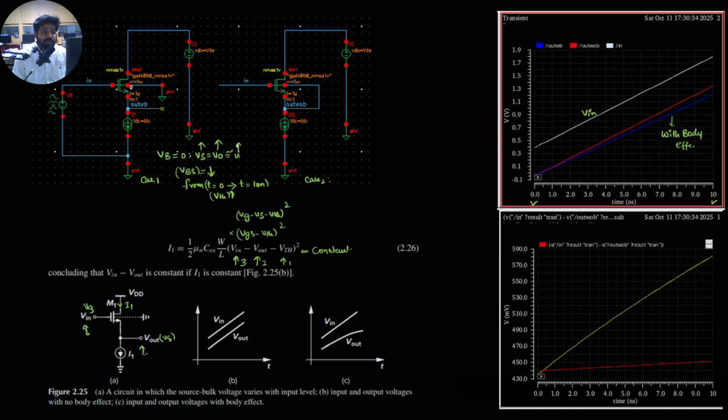For that, I make a modification in the circuit by connecting my body terminal to the source, so the source is equal to the body. Then VBS is always 0, so the threshold voltage will not change. As the threshold voltage is constant, when V input is raised by 3 units, V output also rises at the same rate. This is the graph without body effect.